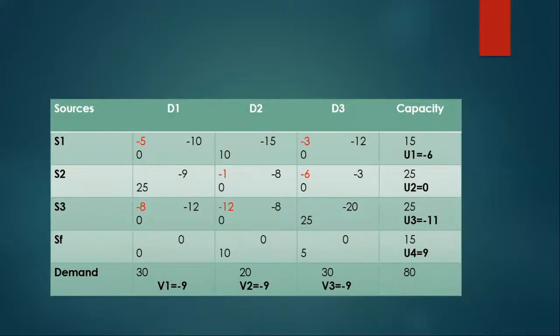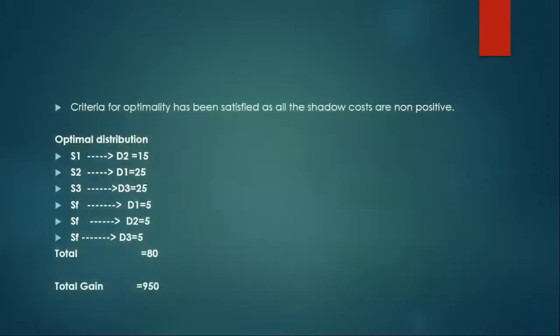So we have variables u1 equals to minus 6, u2 equals to 0, u3 equals to minus 11, u4 equals to 9. And in the demand row, v1 equals to minus 9, v2 equals to minus 9, v3 equals to minus 9. So the criteria for optimality has been satisfied as all the shadow costs are non-positive.